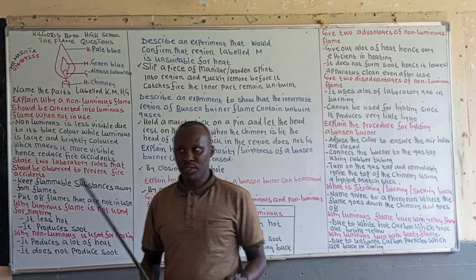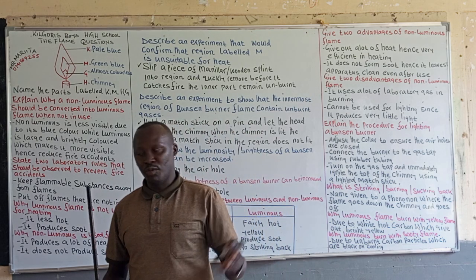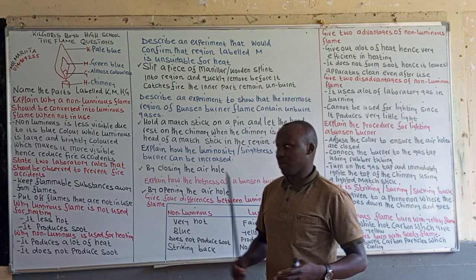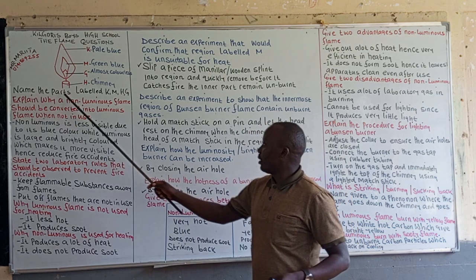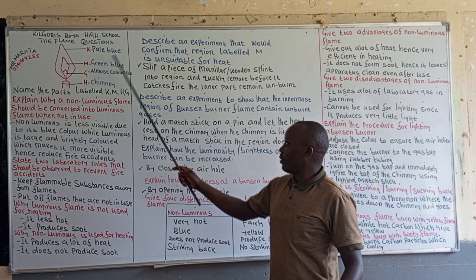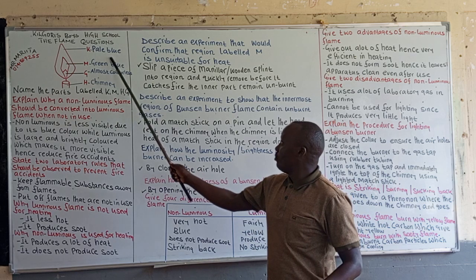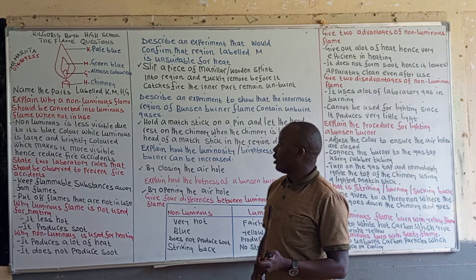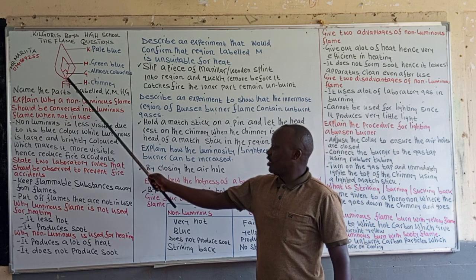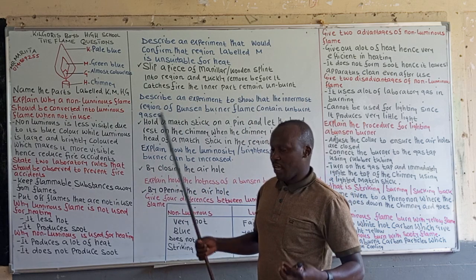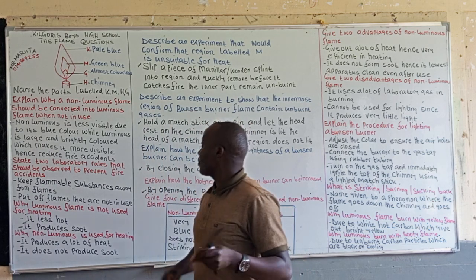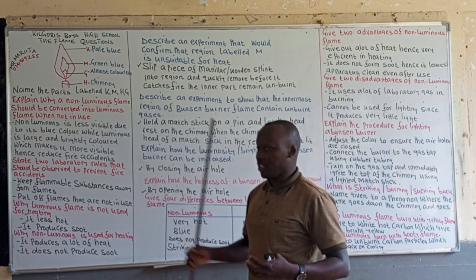We have two types of flames, that is luminous and non-luminous flame. In most cases, the non-luminous flame is commonly tested in an examination. Name the parts marked K, M, H, and G. Part K is just a pale blue region. Then we have part M, the green blue region. G is the innermost part of the flame, and the innermost part of the non-luminous flame is an almost colorless region. And of course, part H represents the chimney.